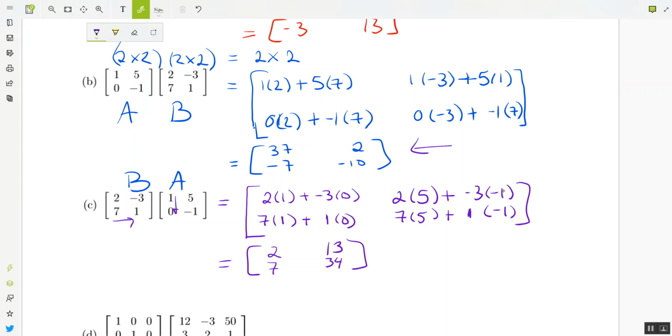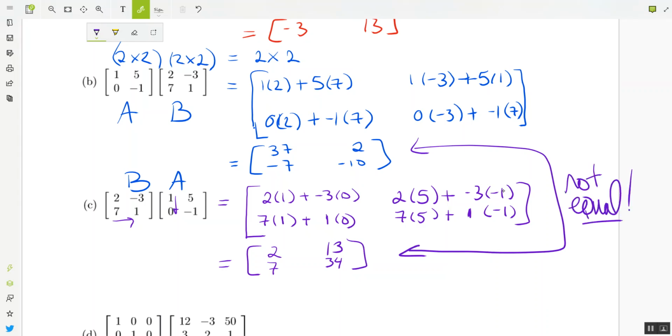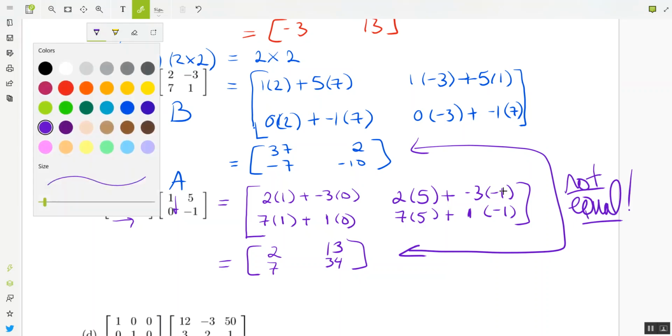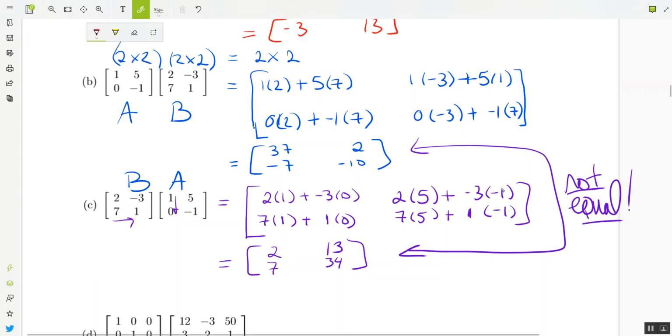So one thing worth noting is although these have the same entries, they are not equal. So this is a very important observation. When it comes to matrix multiplication, it doesn't do what we call commutation. So A times B is absolutely 100% not equal to B times A, except for in the special case when one of them is a special matrix that we're about to see.